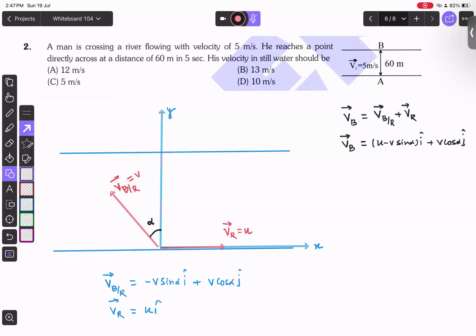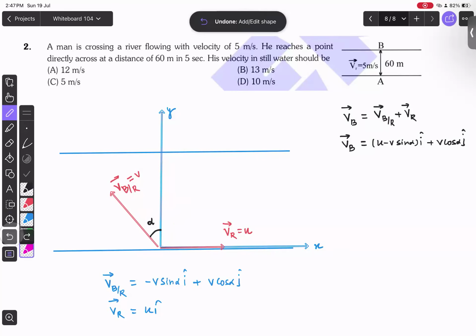Simultaneously I'll be using the parallelogram law also to apply some logical reasoning. If this is our VBR vector, and this is our VR vector, then the sum of these two must be passing somewhere in between them. Maybe this is our VB vector.